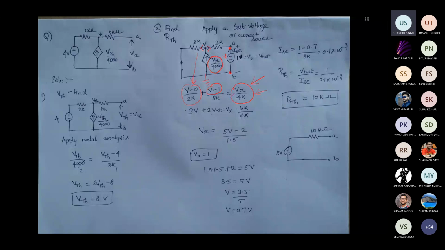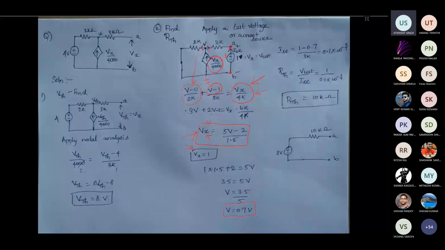Okay, so if you rewrite this expression, then we can find Vx based on the above equation. We already know that Vx is 1 volt, because Vx is nothing but the voltage across the terminals A and B. Because of that, we have taken Vx equal to 1 volt here. So from this above expression, we got this. Then you can substitute the value of Vx here and find the value of V, which comes as 0.7 volt.